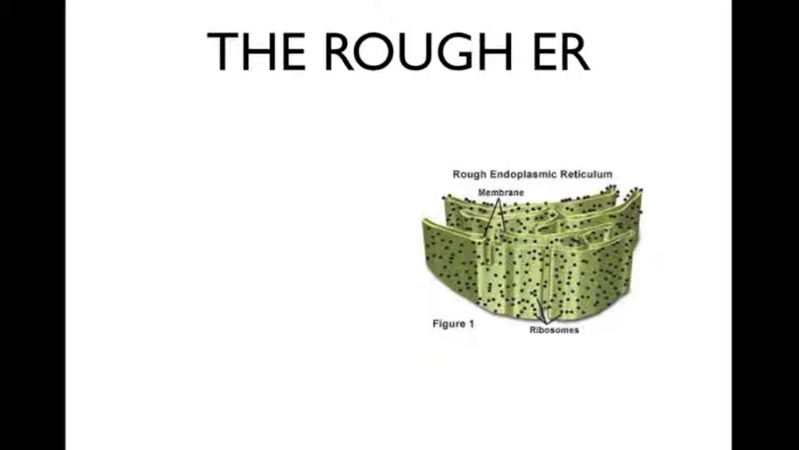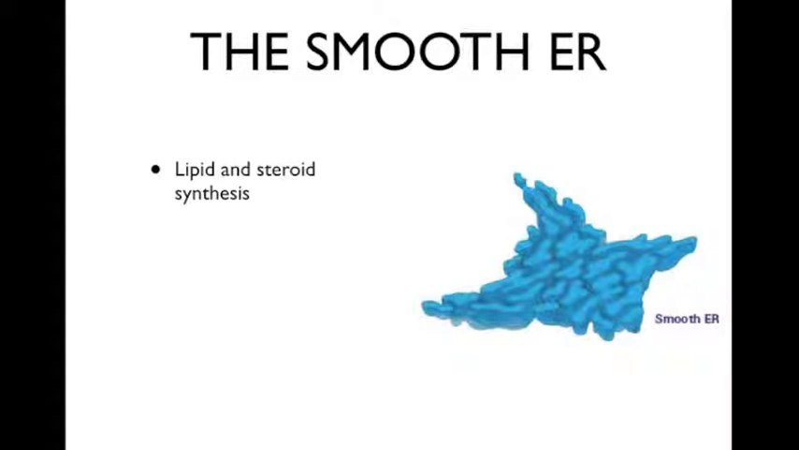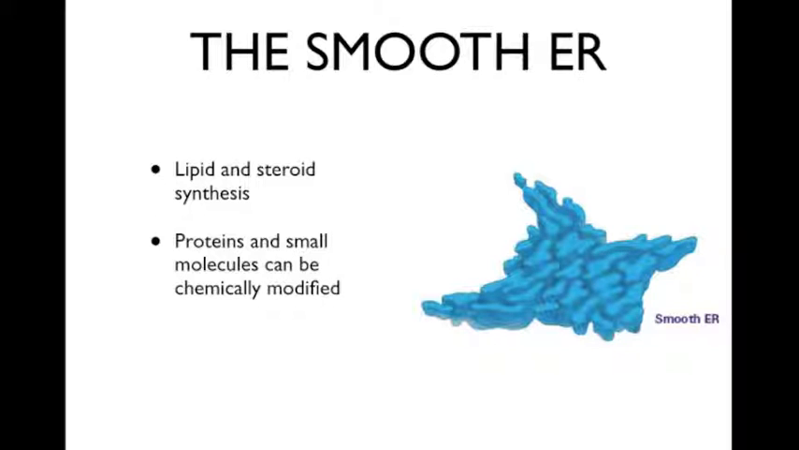So the rough ER is different from the smooth ER in that ribosomes will stud the sides of the walls of the endoplasmic reticulum. The endoplasmic reticulum is in charge of protein synthesis. It makes proteins and transports vesicles as well as membrane growth. The smooth ER, on the other hand, does not have ribosomes. It's in charge of lipid and steroid synthesis. Proteins and small molecules can also be chemically modified inside the smooth ER, and it is also the detoxifying space of the cell.